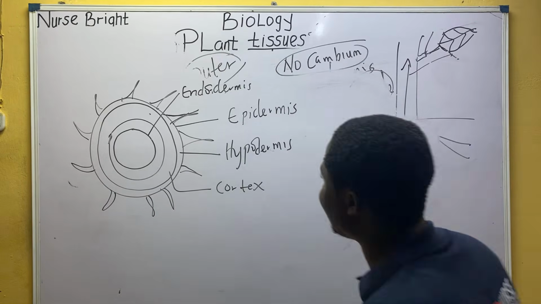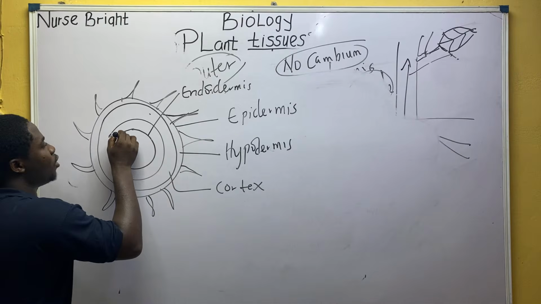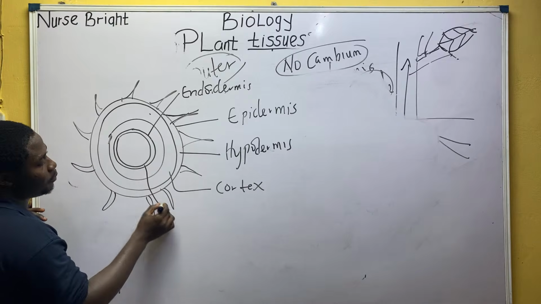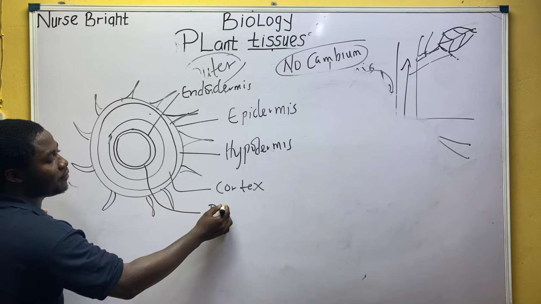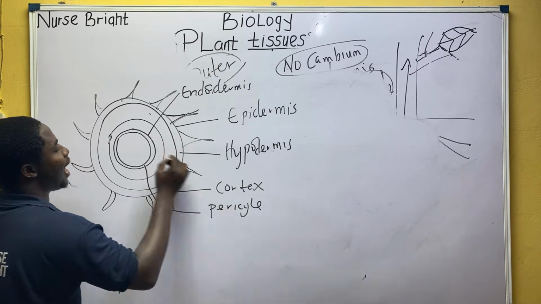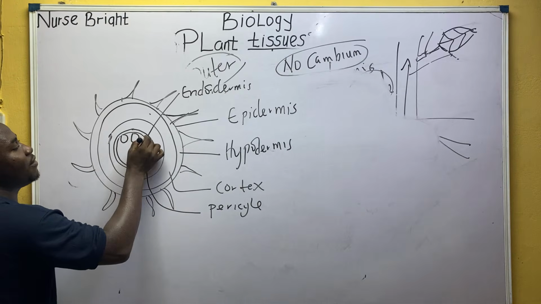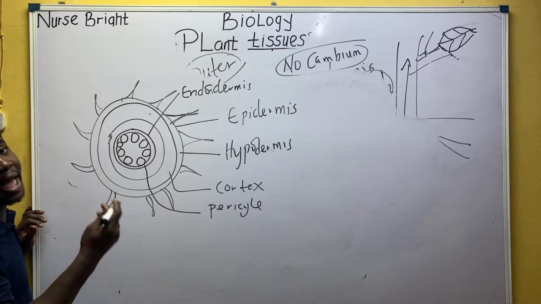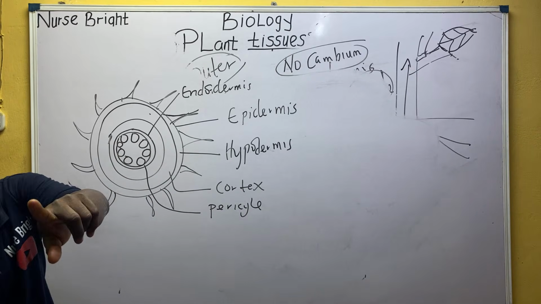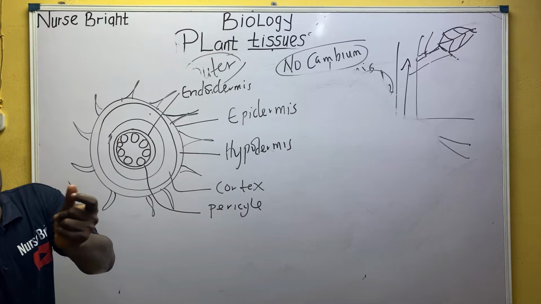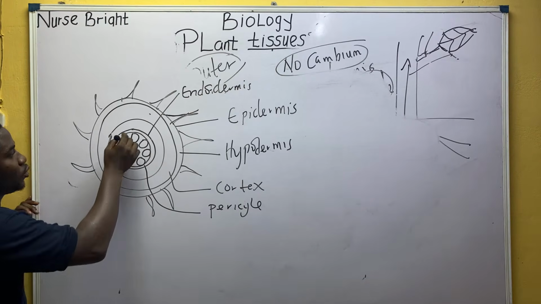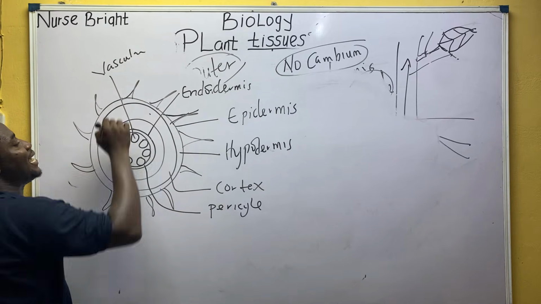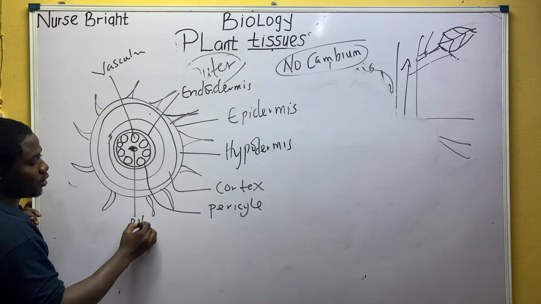After the endodermis, the next small layer is the pericycle, and inside those, they are arranged in a ring. If it's scattered, it's going to be a monocot. You understand? These are the xylem and phloem, the vascular bundles, and the last one is the pith.